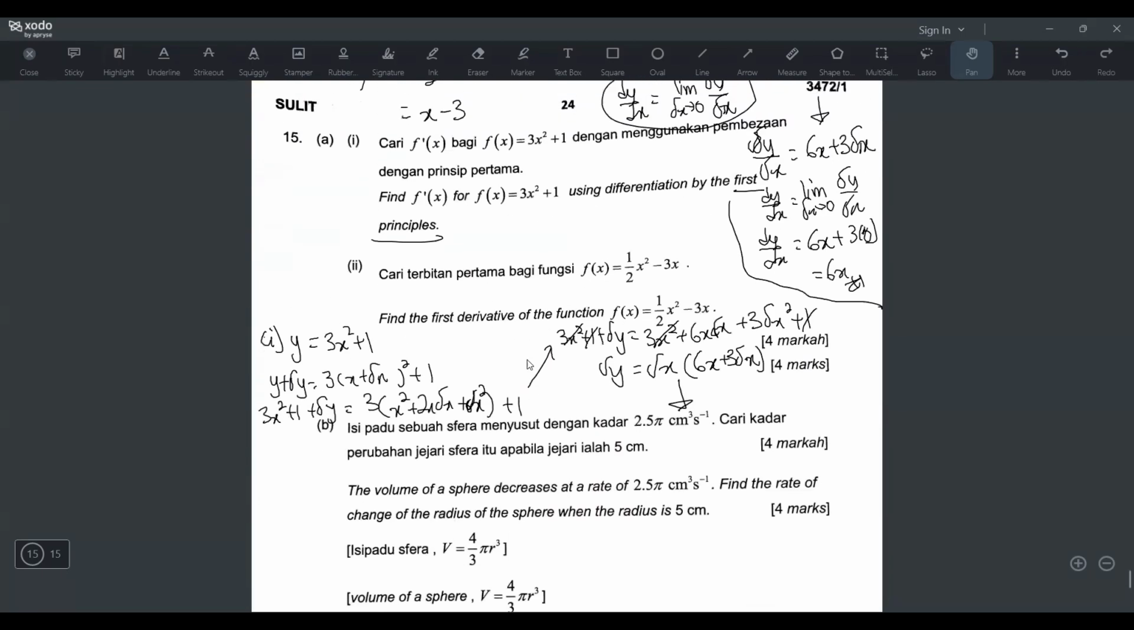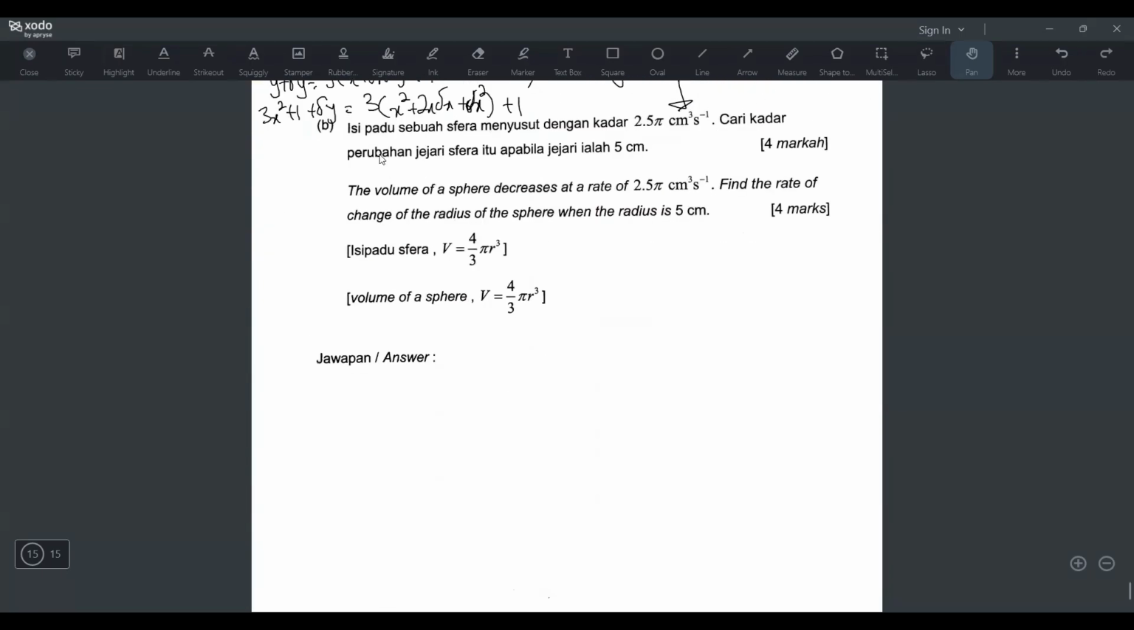I thought I have to do something else. So yeah, that's all 4 marks. Okay, boleh. Okay, B. Last question, let's go.